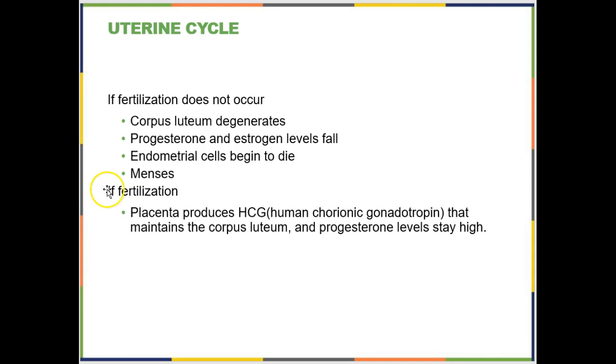So if you do get fertilization, there is a hormone produced by the placenta called HCG, or human chorionic gonadotropin. That maintains the corpus luteum so that LH levels are still going to fall, but you're still going to have a corpus luteum, which is still going to be churning out progesterone, and that is what's going to maintain the uterine endometrium so that the pregnancy can be supported.